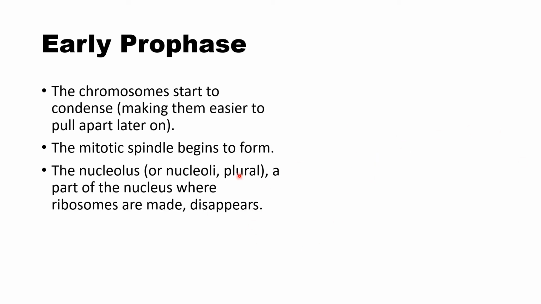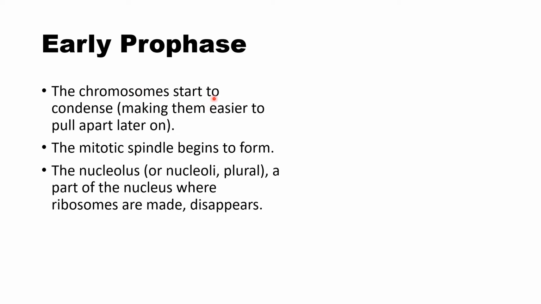So, first, let's discuss the prophase, specifically the early prophase. So, in early prophase, the chromosomes start to condense, making them easier to pull apart later on. So, may stages doon sa mitosis kung saan ipupull apart mo yung mga chromosome. So, in early prophase, yung ginagawa is kinocondense yung mga chromosome.